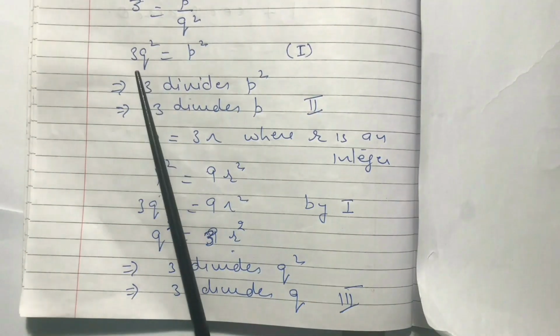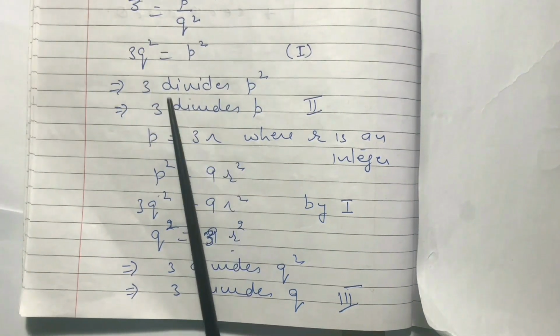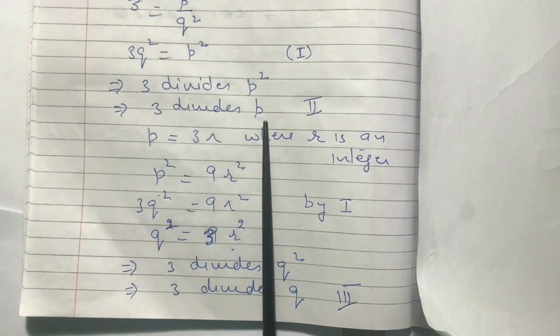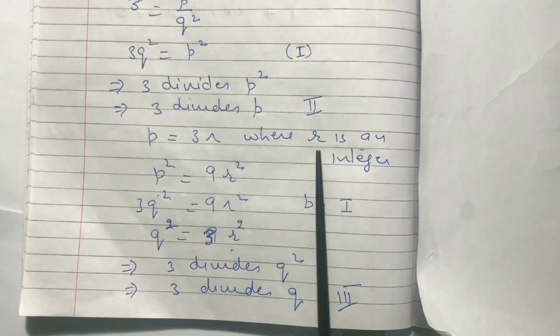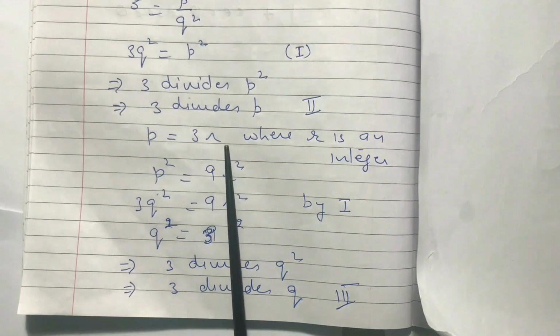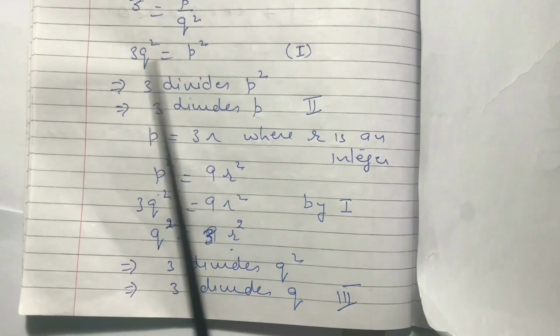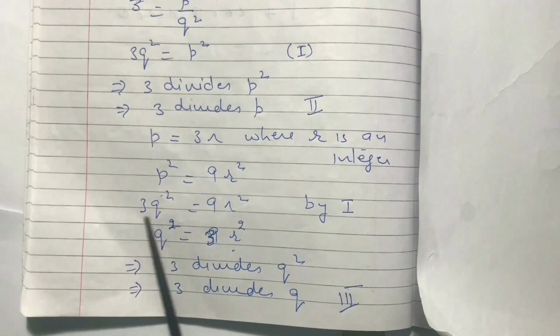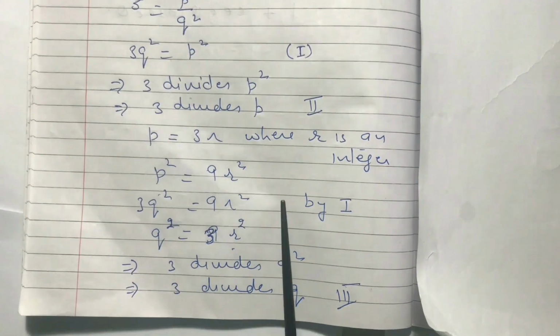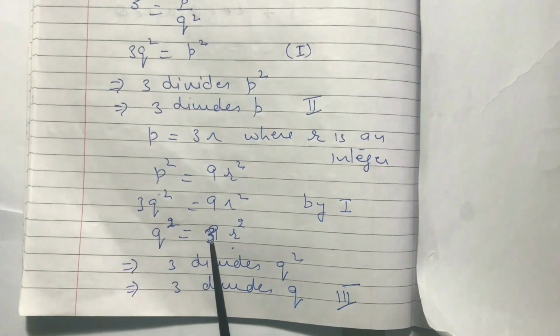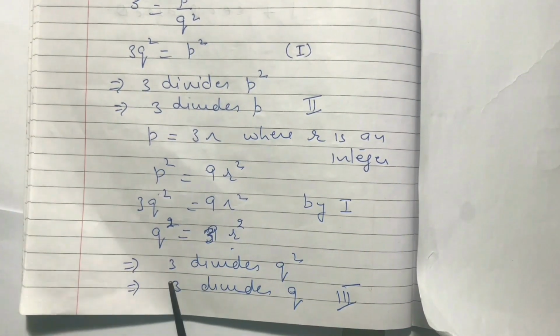It means 3Q square is equal to P square. It means 3 divides P square. It implies 3 divides P. So if 3 divides P, then P can be written as 3R, where R is an integer. Squaring both sides, P square is equal to 9R square. Instead of P square, write 3Q square. So P square की जगह मैंने क्या लिख दिया, 3Q square is equal to 9R square. Divide by 3, you will get Q square is equal to 3R square. It means 3 divides Q square. It means 3 divides Q.